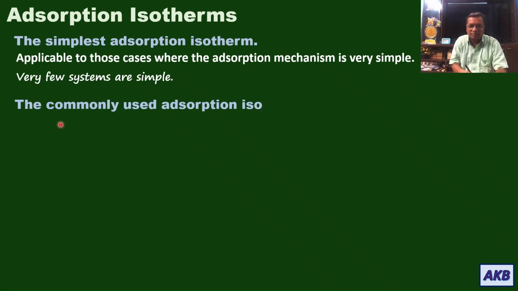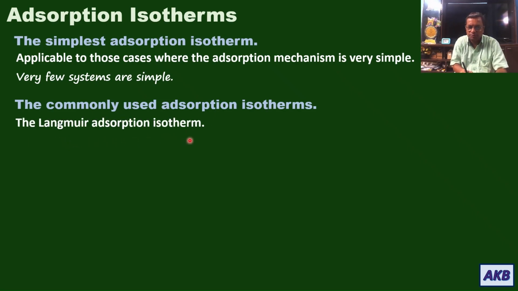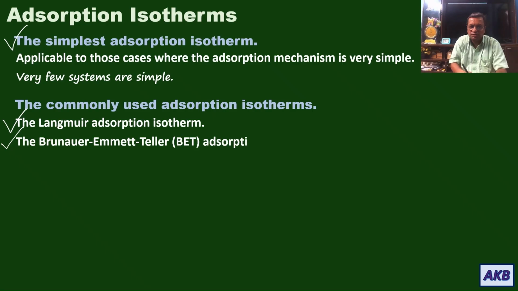Then, apart from the simplest adsorption isotherm, which is applicable only to simple cases, the commonly used adsorption isotherms are the Langmuir adsorption isotherm, the Brunauer-Emmett-Teller, that is BET adsorption isotherm, and the Gibbs adsorption isotherm, the third one. I have discussed the simplest adsorption isotherm and the Langmuir adsorption isotherm, and today I am discussing the BET adsorption isotherm.